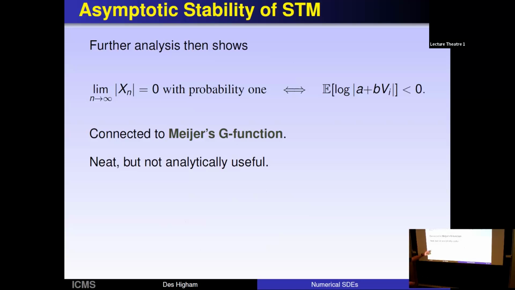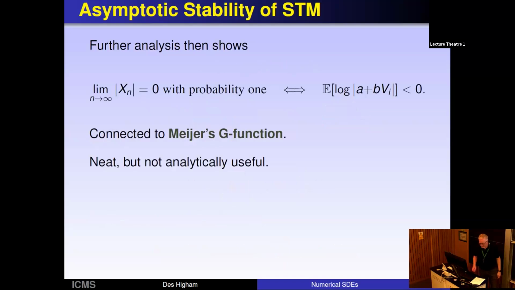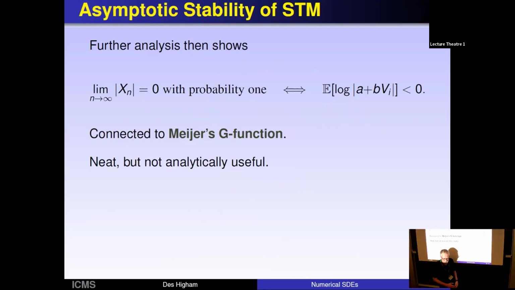And that can be made rigorous using appropriate probability theory. And you can show that it's the expectation that matters. So you get this property of asymptotic stability if each of those terms in expectation is negative. It's the same quantity because these are identically distributed. So if the expectation of the log of |A plus B times standard Gaussian| is negative, then you'll have a process which with probability 1 tends to 0 as n goes to infinity. Just to remind you, the A and B there depend on the parameters in the method and delta t. So this characterizes asymptotic stability of stochastic theta method.